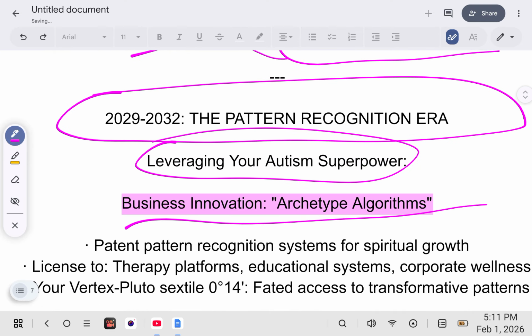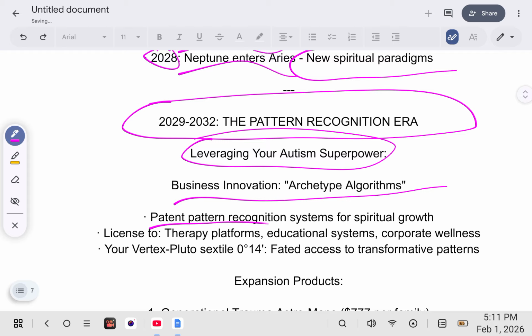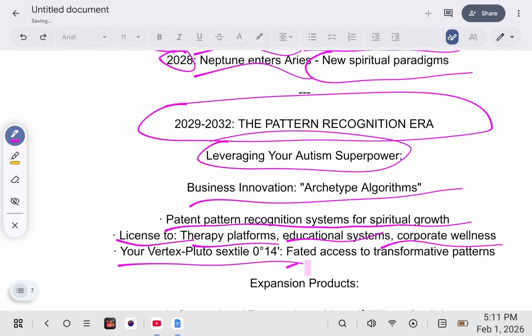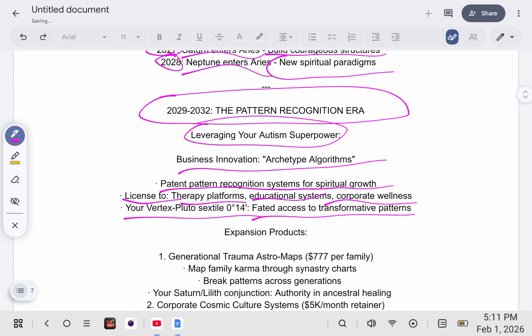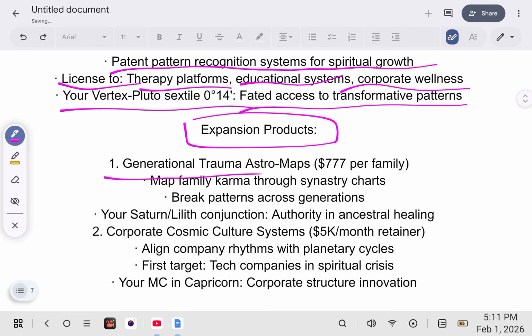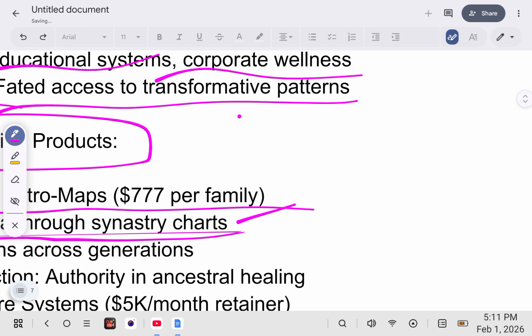Here's the business innovation archetype algorithms. Pattern recognition systems for spiritual growth. I'd license to therapy platforms, educational systems, corporate wellness. My Vertex Pluto sextile, 014 degrees, fated access to transformative patterns. Here's the expansion products. Generational trauma astromap, $777 per family. I'm obviously joking around, it could be way cheaper. But I'll map family or familial karma through synastry charts. We'll also even go over your Akashic records if you want that.